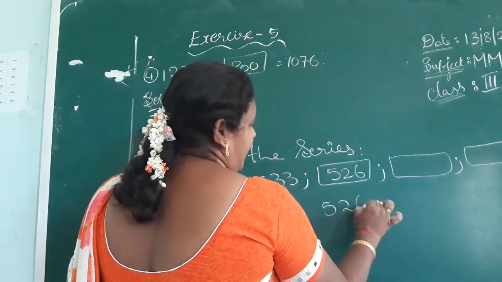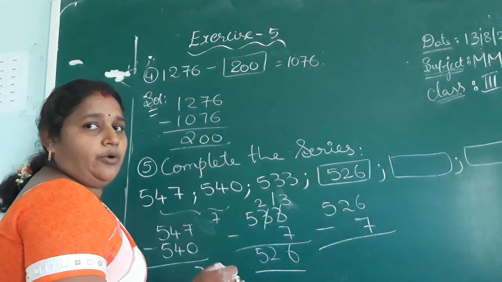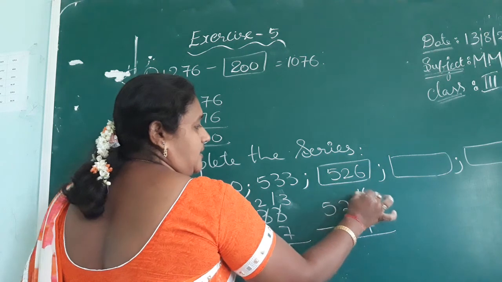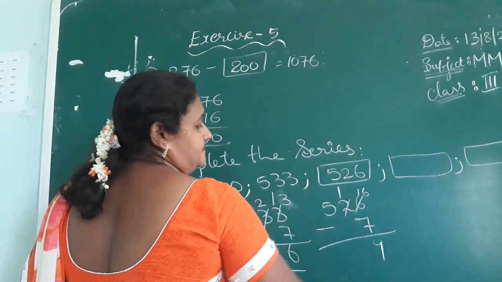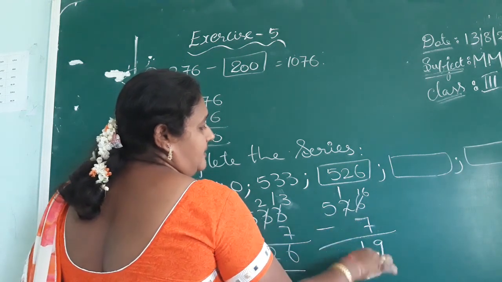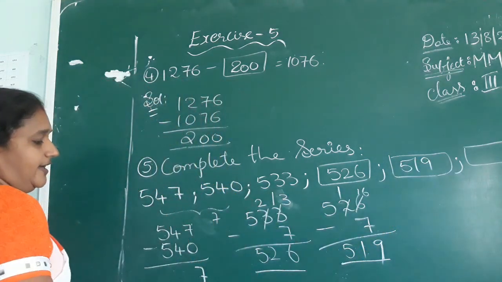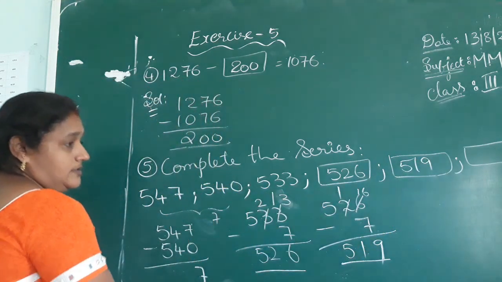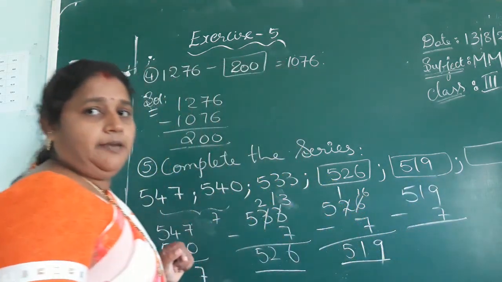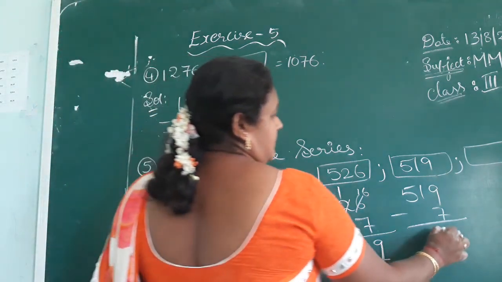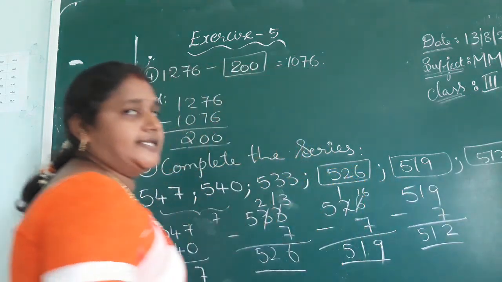Next, 526 minus 7. 6 minus 7, not possible. So now you have to borrow. So 16, the number before becomes 1. 16 minus 7, 9. 1, 5. So the answer is 519. Last one, 519 minus 7. 9 minus 7, 2. Again 1, 5. So 512. Like that you can fill the series.